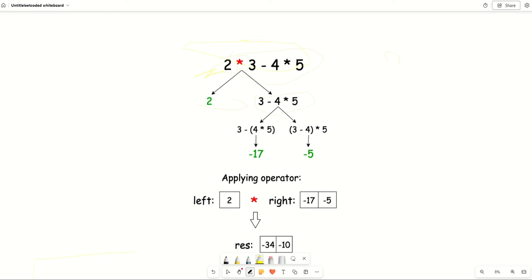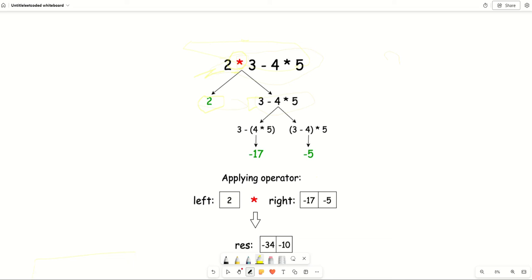In this example, first of all, we iterate from 2. We see that it is an integer, so we just increment our pointer by one, and then we see that the character is an operator. Then we divide the string into two substrings: 2, and 3 minus 4 multiplied by 5. We can't divide 2 more because it is only an integer with no operator, so 2 is our answer from this substring.